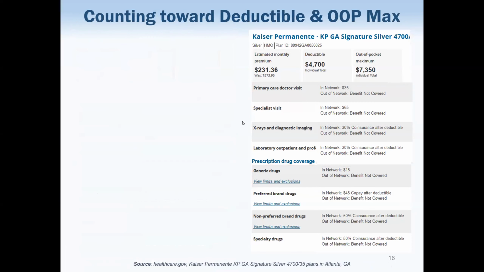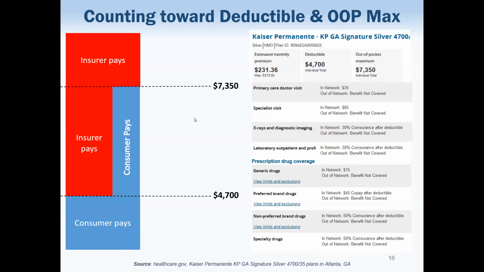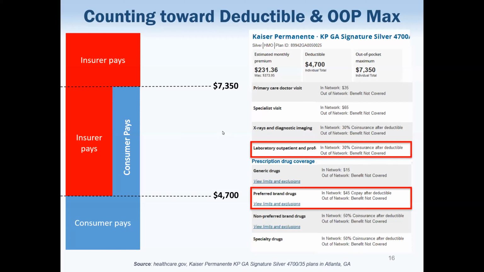Now, another thing we often see is consumers being very confused about what counts towards the deductible. They'll say they went and received some care, but when they call the insurance company, it seems like they aren't any closer to meeting that deductible. So let's take this example. We'll use the chart from the previous example and look at the plan on the right that has a $4,700 deductible and a $7,350 out-of-pocket maximum.